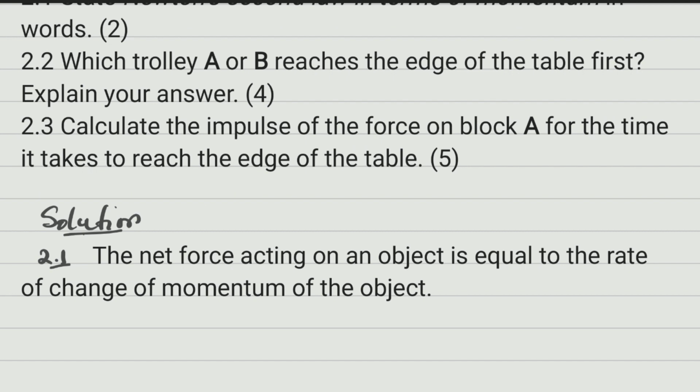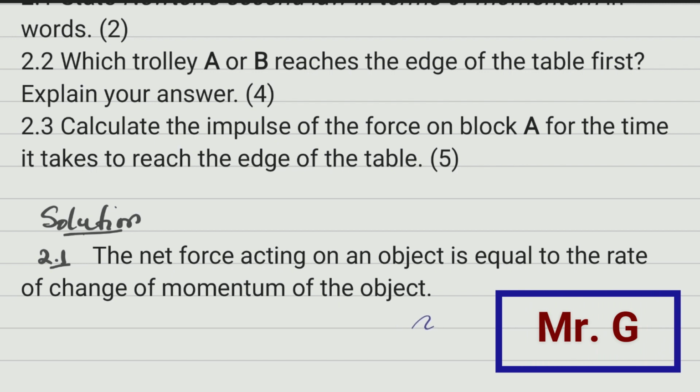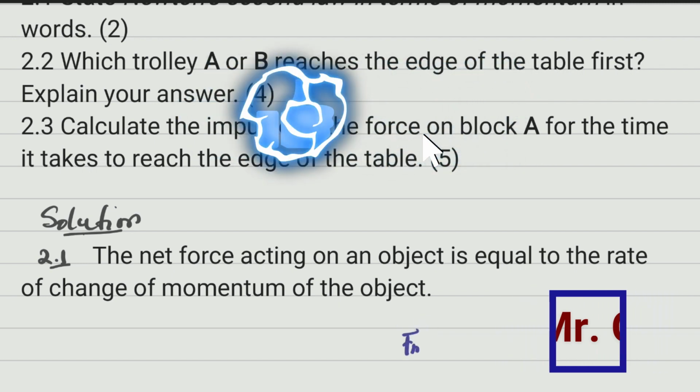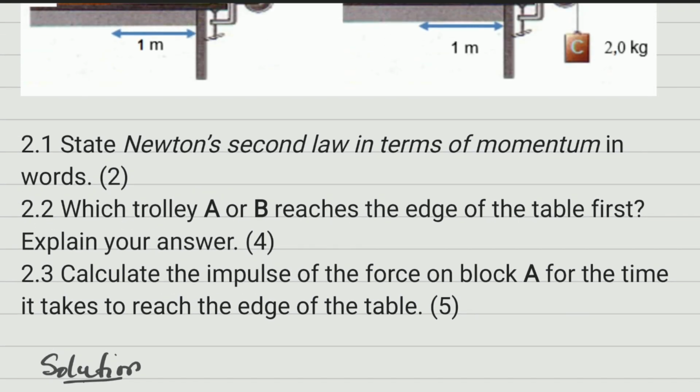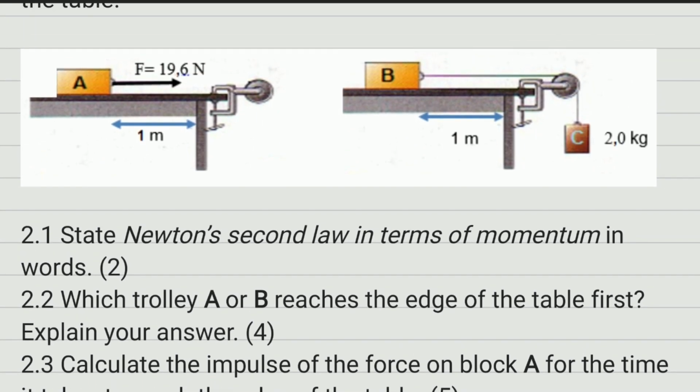And that first one is the net force acting on an object is equal to the rate of change in momentum. If we write the formula, we have that F net is equal to the rate of change of momentum. And let me tell you something, guys. This definition is the one that is going to help you to explain question 2.2, which trolley, A or B, reaches the edge of the table first. Explain your answer. Now, this is a very tricky question here.